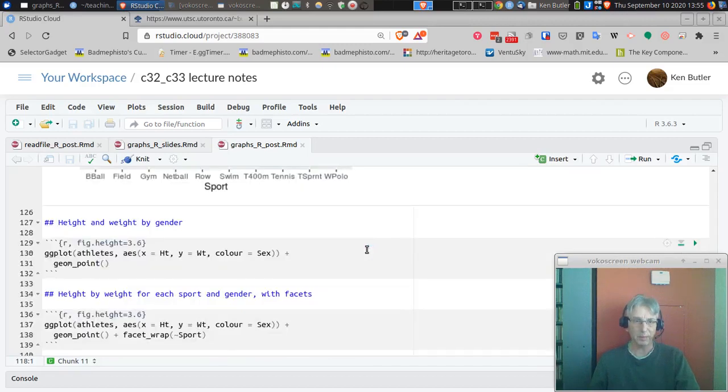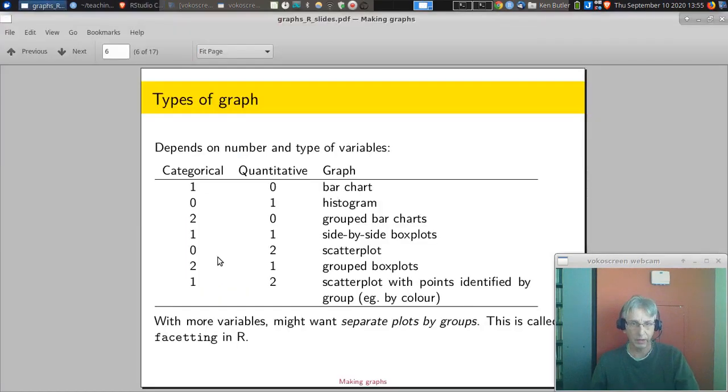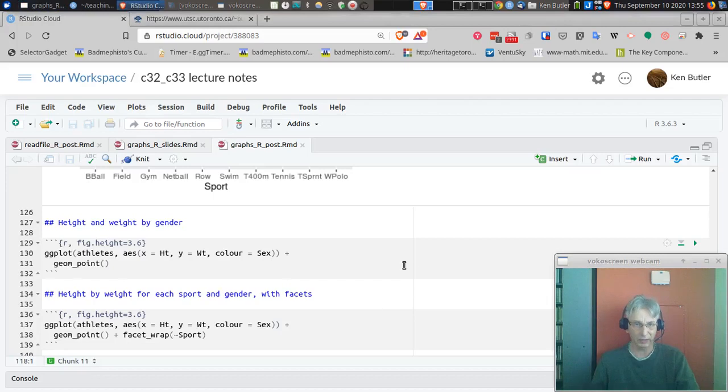Alright, height and weight by gender. Height and weight are quantitative, gender is categorical. And the way to think about this is this last one here: a scatter plot with points identified by colour, for example. So we're going to have the males and females on our scatter plot in different colours. And this is actually exactly what you would guess.